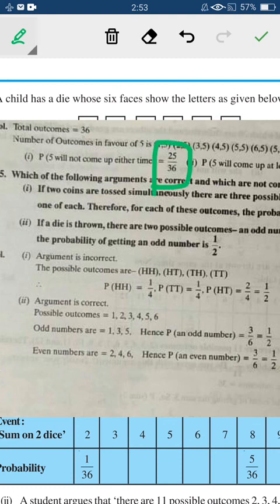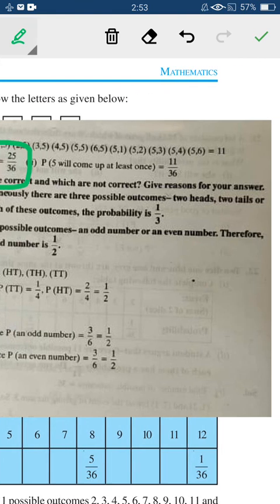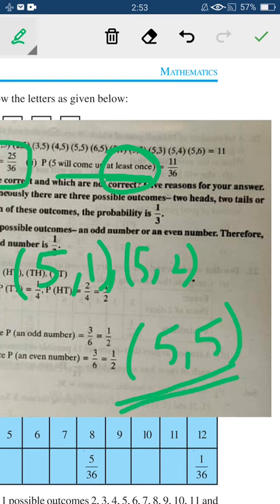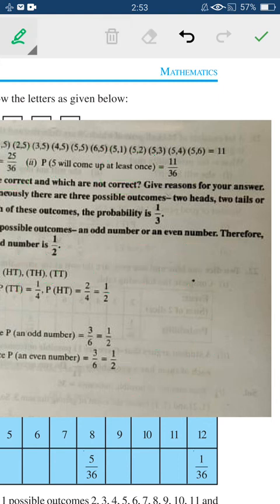Very important part. Moving with the second part, 5 will come up at least once. What do you mean by at least 1? At least 1 means either one time or many times, right? At least once means minimum 1. Minimum 1, so we have written that 5,1, 5,2, 5,3 and so on, and maximum can also come, that is 5,5. We have counted all the 5, so there were 11 outcomes, right? So probability 5 will come up at least once is 11 by 36.